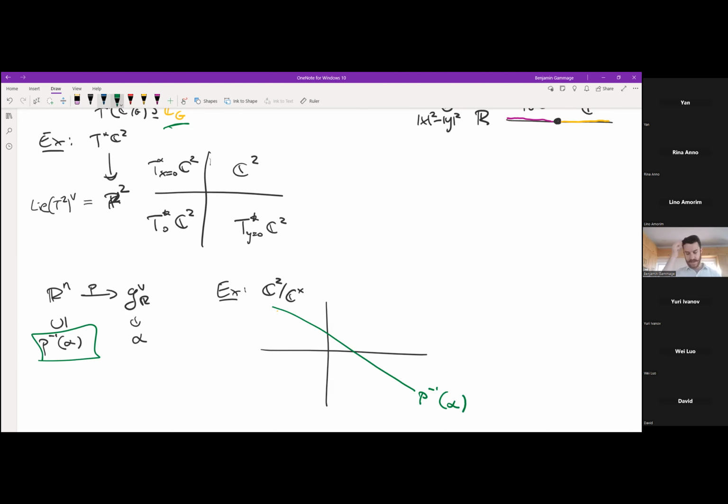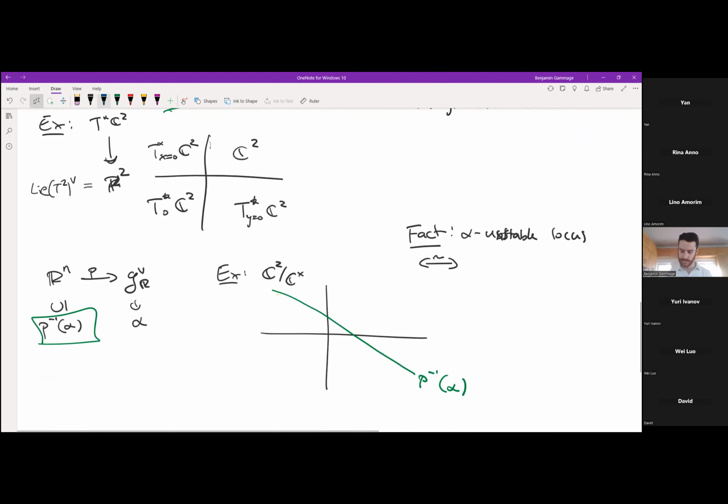Since I've taken a quotient by C star now, let me say my first fact, which is what makes the geometry interact with the combinatorics very well: the alpha unstable locus. So again, I'm studying the geometry of this variety. I want to know what to delete in order to understand it, so I want to know what this alpha unstable locus is. And the fact is that this alpha unstable locus corresponds to the pieces of this Lagrangian. So the components of this Lagrangian, L, as we said, or LG, corresponded to chambers in this hyperplane arrangement. And the alpha unstable locus corresponds to chambers which don't intersect this P inverse of alpha.